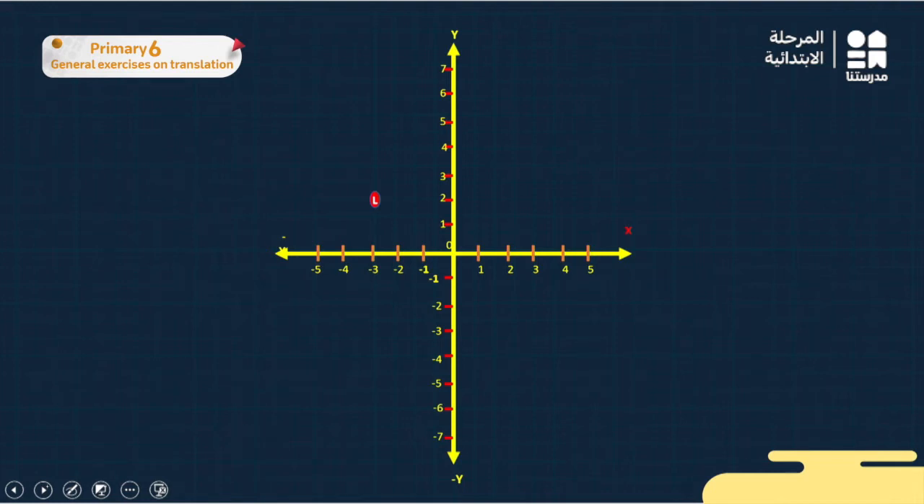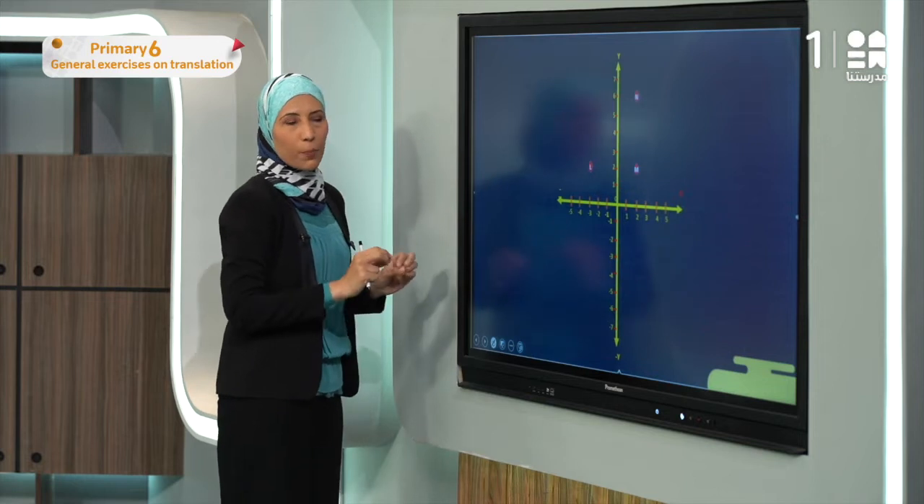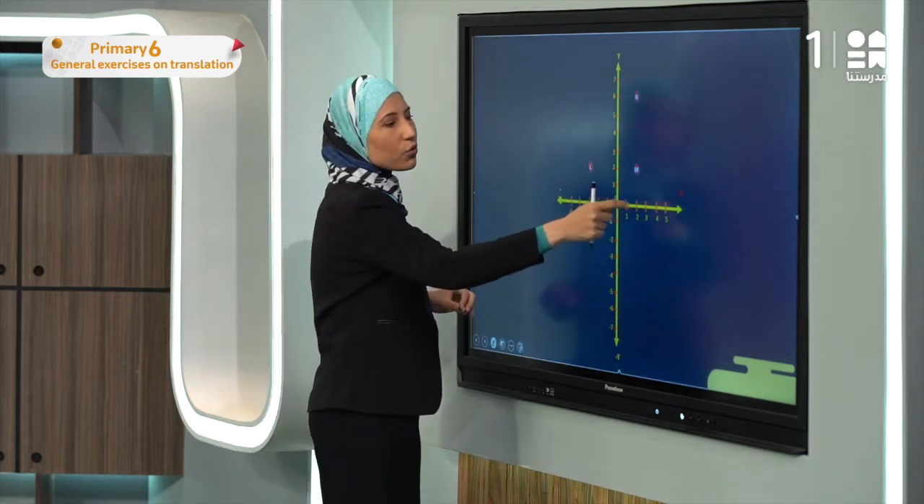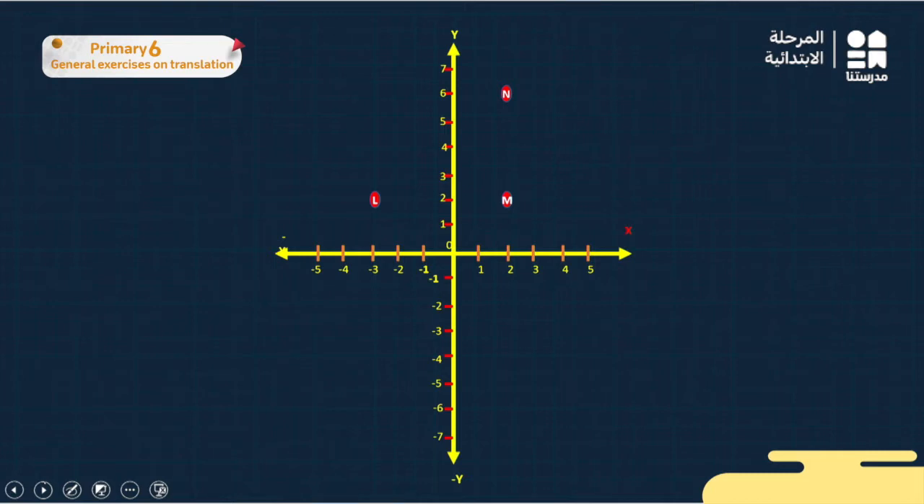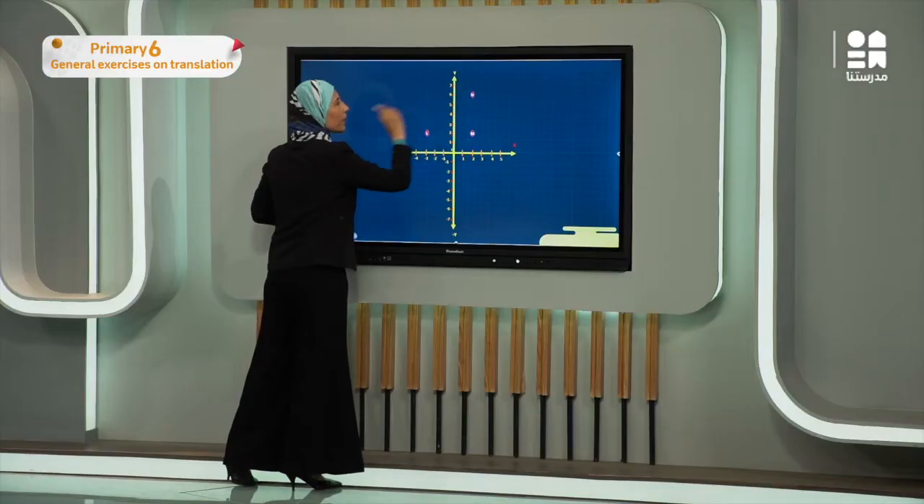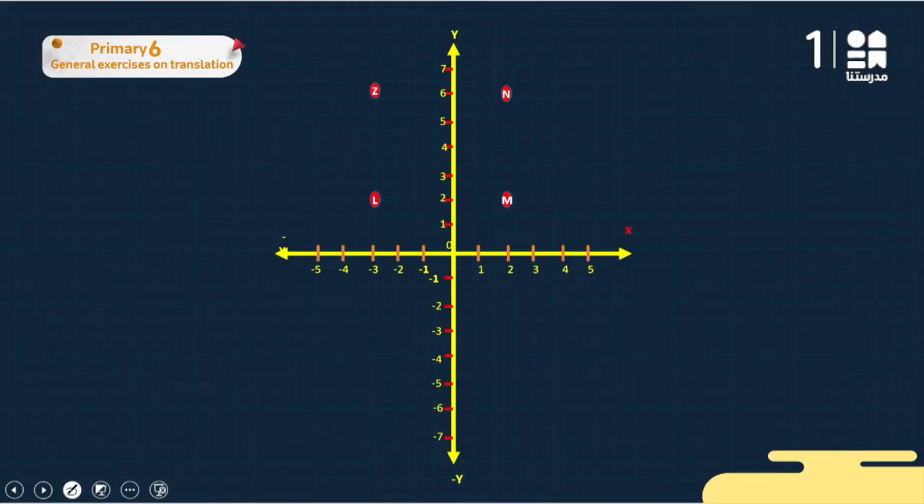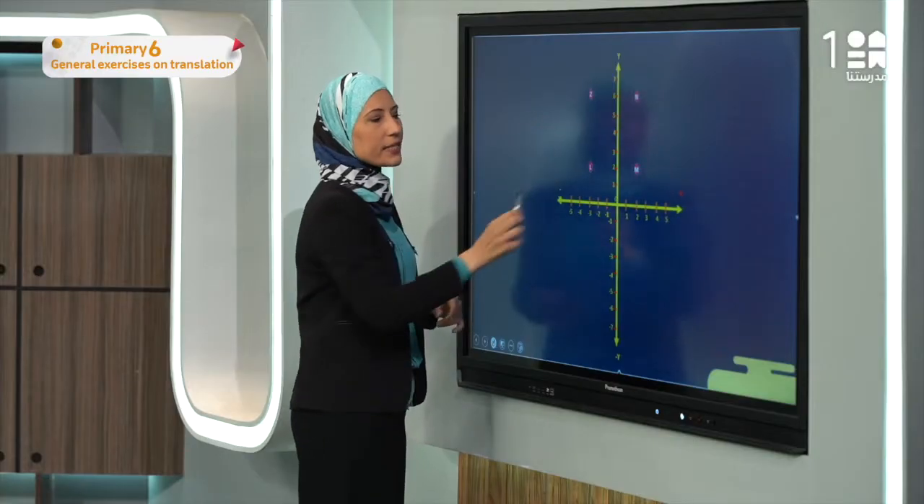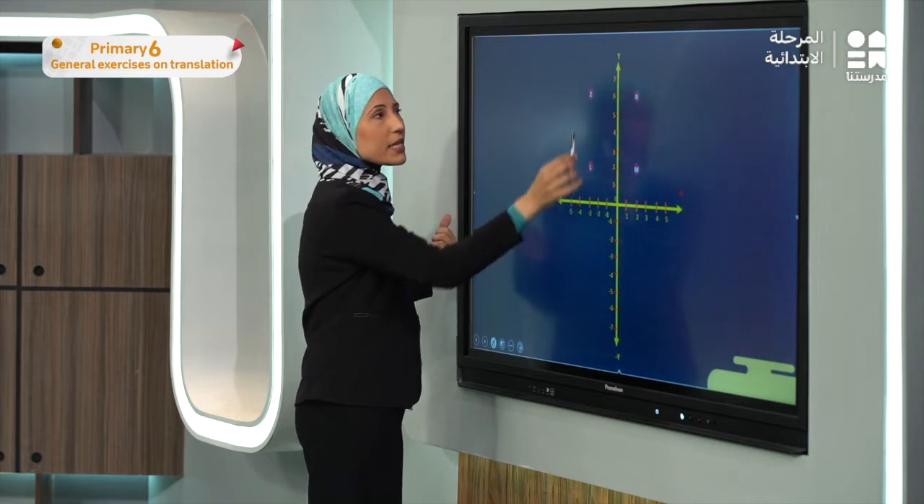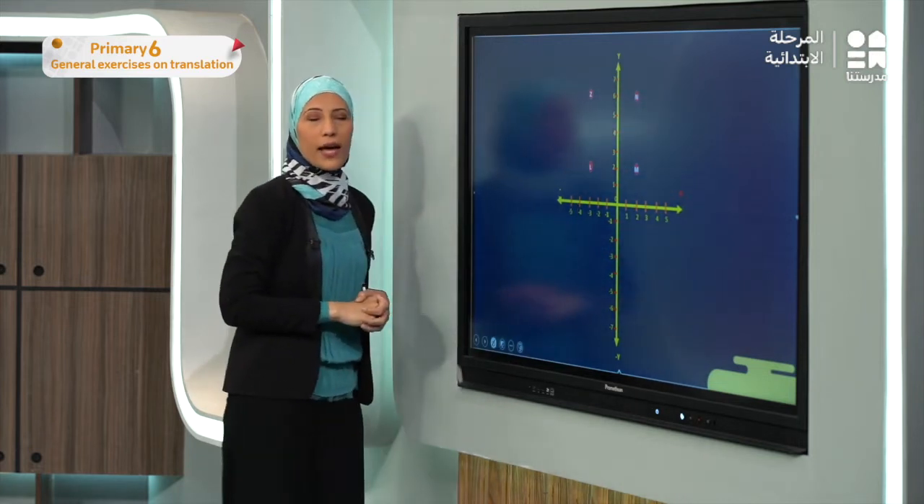The next point, M, was 2 and 2. Also I have point N. Point N was 2 in X and 6 in Y. So I go to 2 on the X-axis, then go up until 6 on the Y-axis. The fourth point I have is point Z. Z was -3 and 6, -3 on the X-axis and up to 6 on the Y-axis.